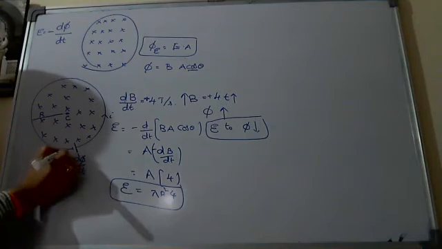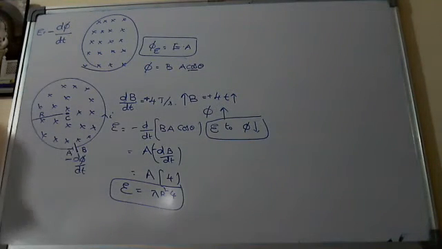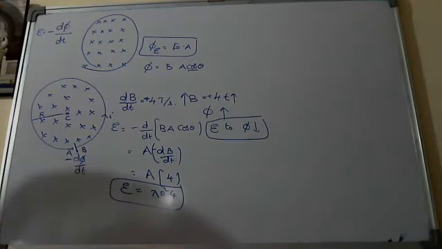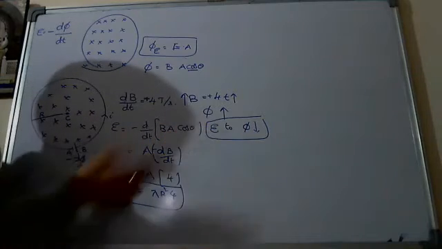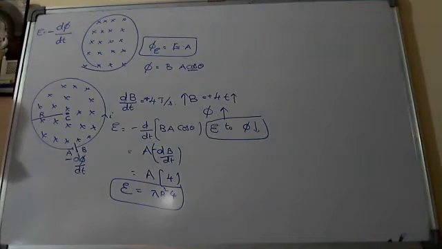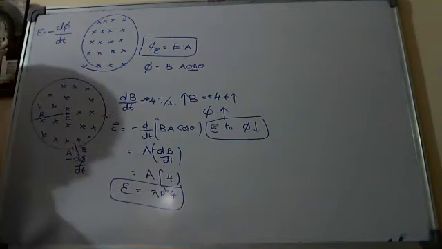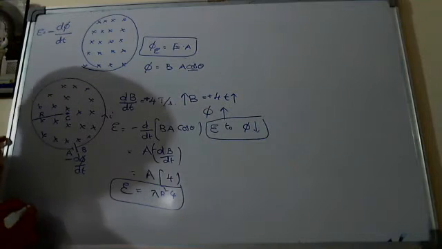Suppose they mention two points here, say A and B, and ask the question: in this case, which is at higher potential? It appears theoretical, but we should take care. With this concept, I can say B is at higher potential. Current flows here like this.